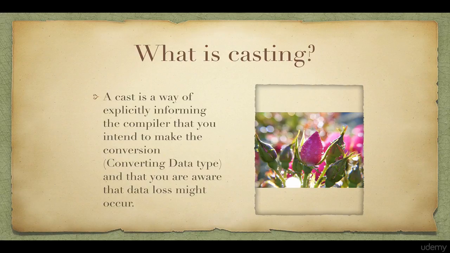A cast is a way of explicitly informing the compiler that you intend to convert the data type, and that you are aware that data loss might occur. I'll talk more about data loss later.